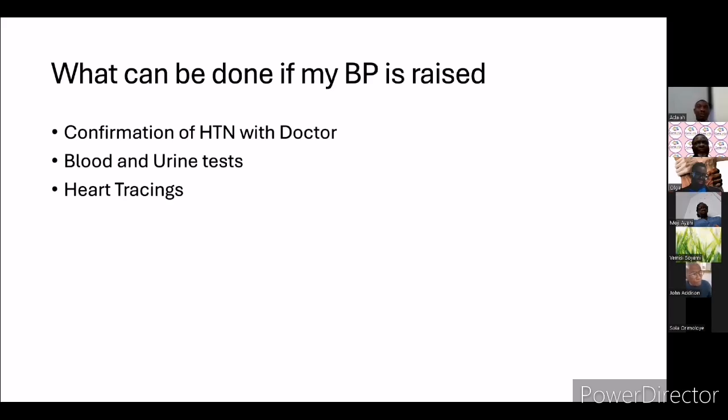Now, your blood pressure being raised doesn't necessarily mean you're hypertensive. That needs to be confirmed. And there are a variety of ways we go about confirming that. Again, that's outside the scope of this. But generally, once your blood pressure is raised, get an appointment with your doctor.